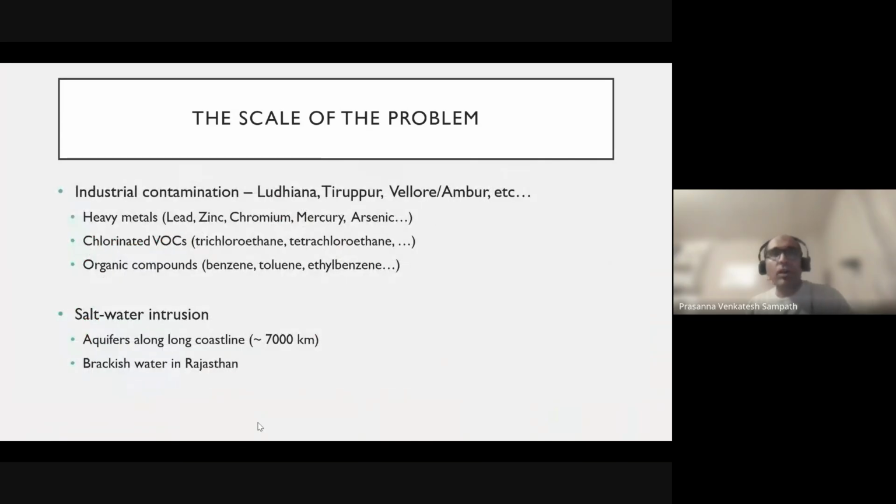Okay. All right. So, like I said, we have all of these different industrial clusters around the country: Ludhiana, Tirupur, Vellore, Ambur, etc. And they're using all of these different compounds. I've just listed a few of them. Heavy metals are also present. And then we, of course, have the other problem of saltwater intrusion, because we have aquifers all along the coastline of India, which is almost 7,000 kilometers long. And then there's the brackish water in Rajasthan.